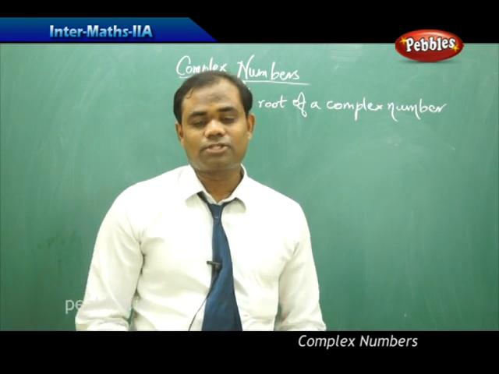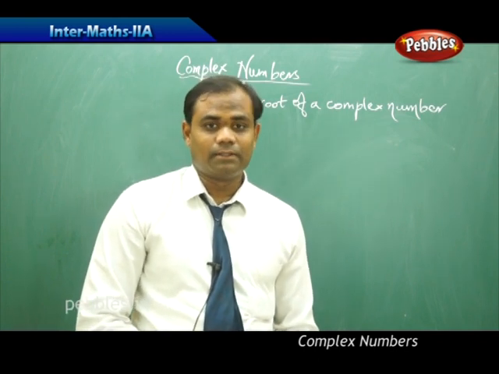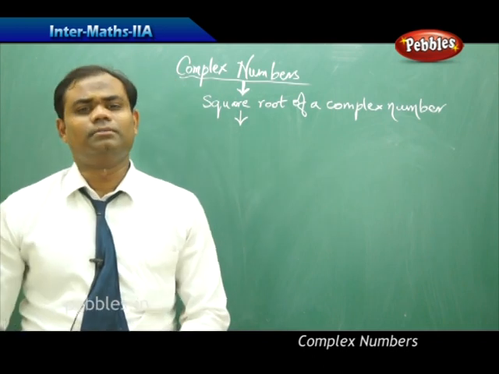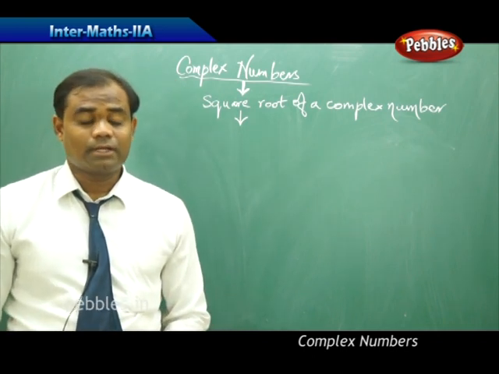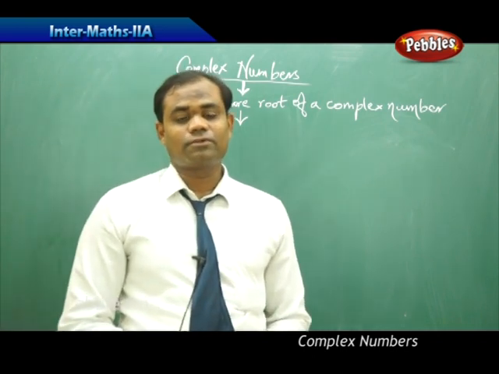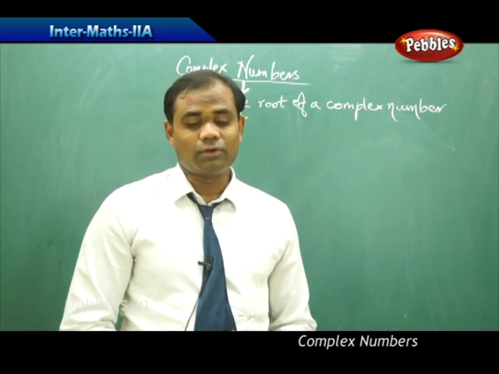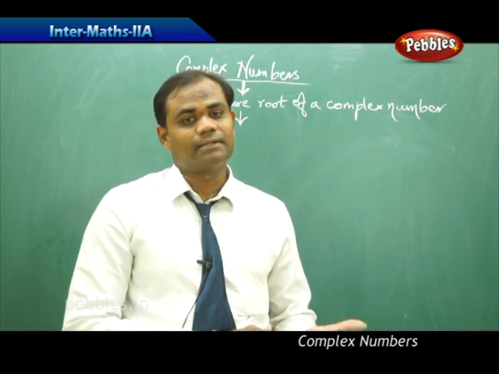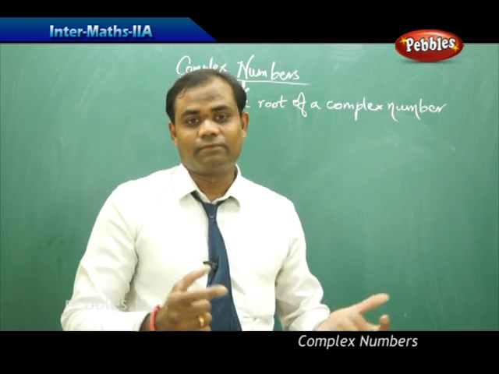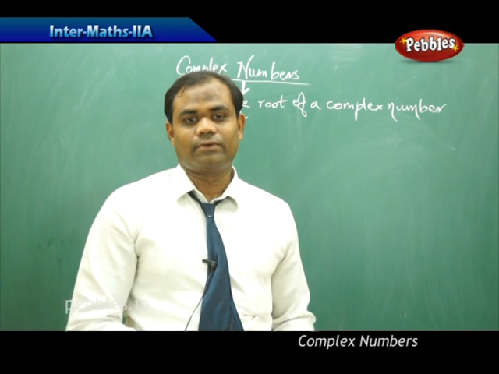Now let's see the square root of a complex number. Finding the square root of a real number is quite easy and understandable, because if I want to find the root of 9, it is 3, the root of 16 is 4, or if I want to find the root of 5, I use the calculator and I can get the square root of 5 or 3, etc.